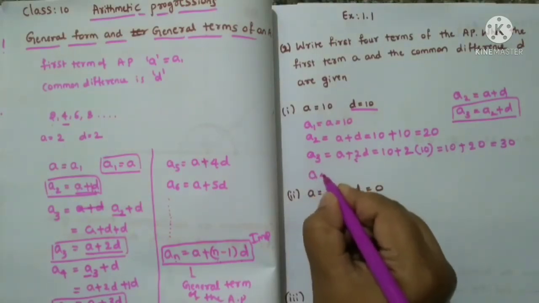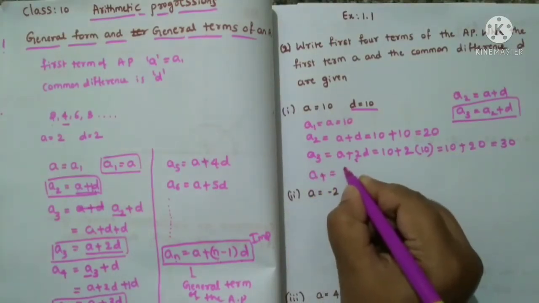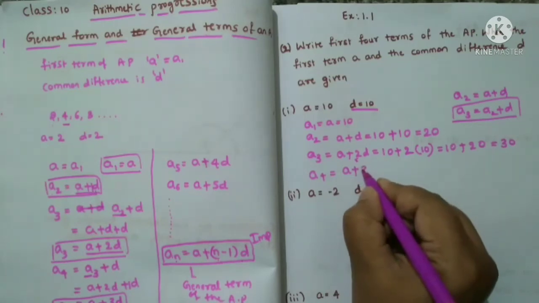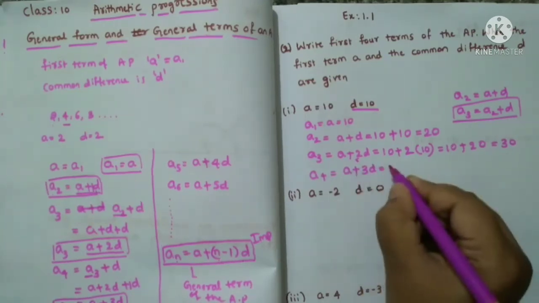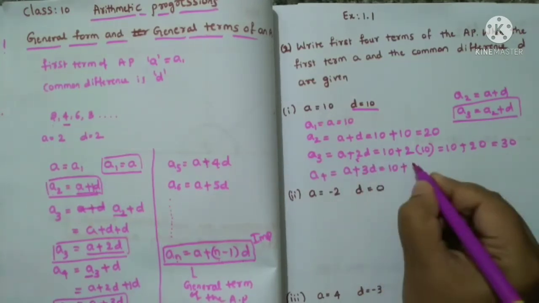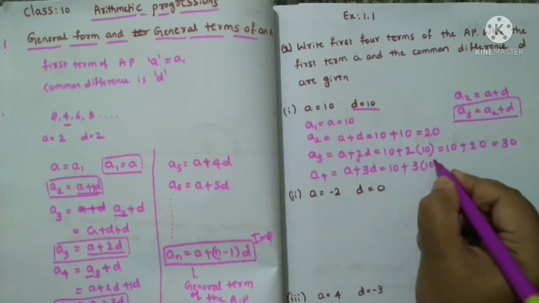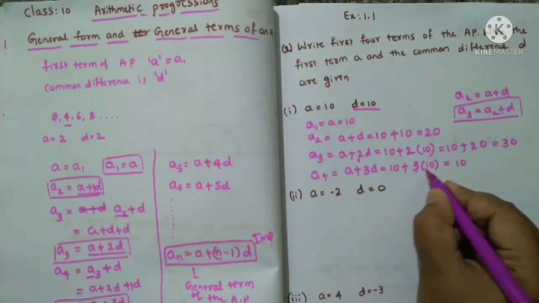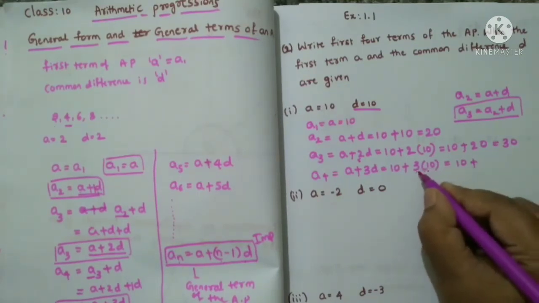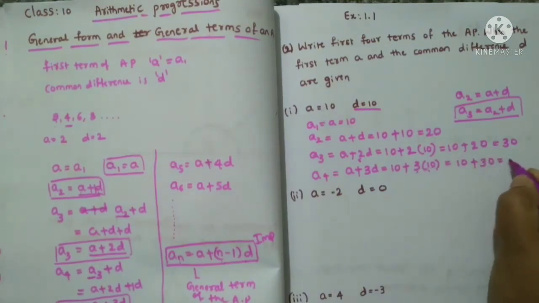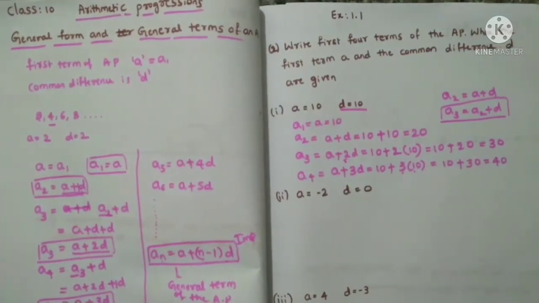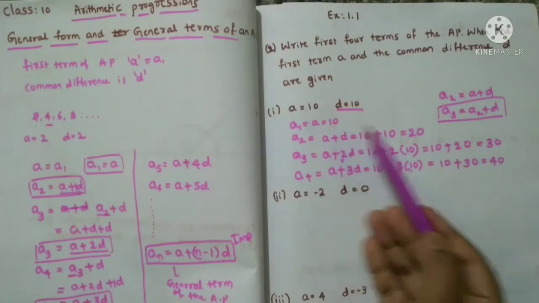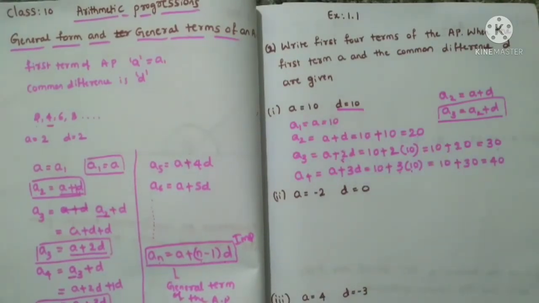Next, A4 is equal to A plus 3D, the formula has one number less. A is what? 10, plus 3 into D, the D value is 10. So 10 plus, between these two is multiplication, 3 into 10 is 30. So 40. These are the 4 terms of the AP. Which are those 4 terms? 10, 20, 30, 40. Like that you have to find it.